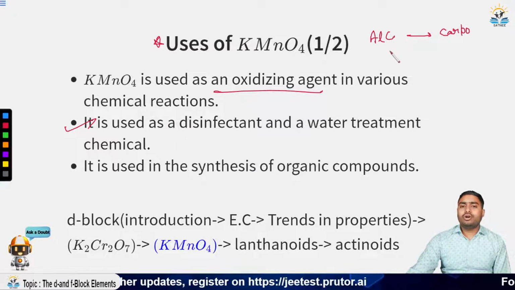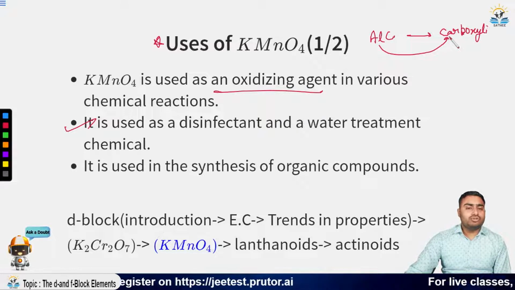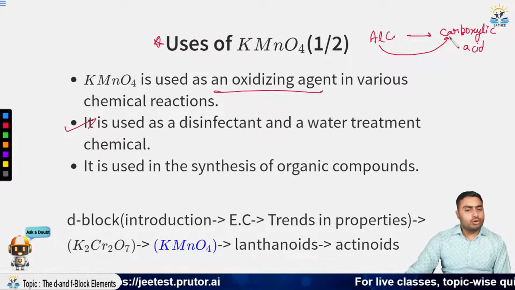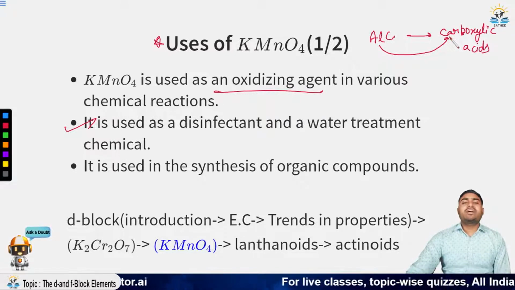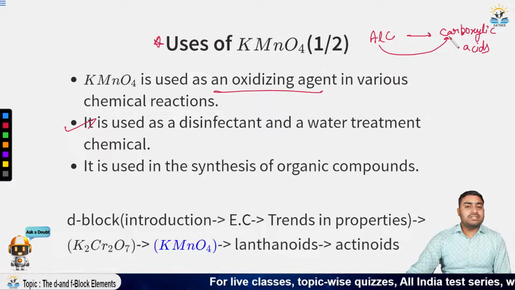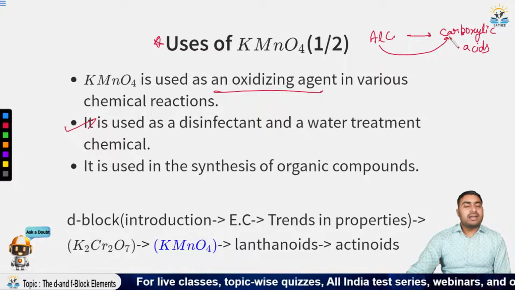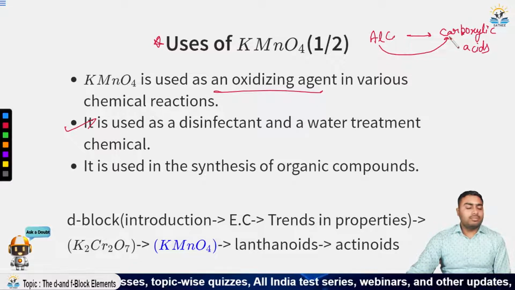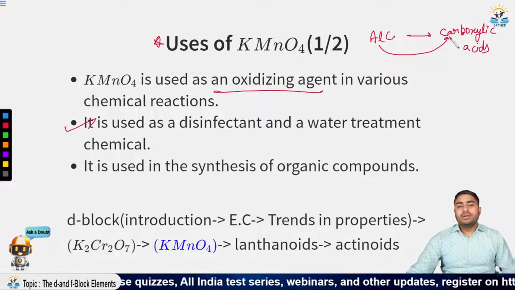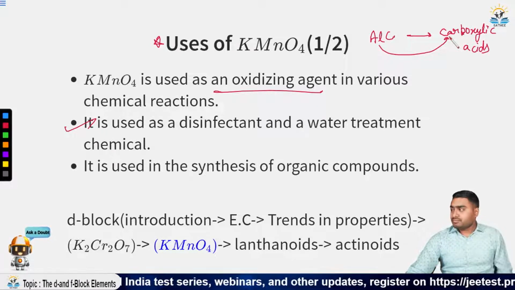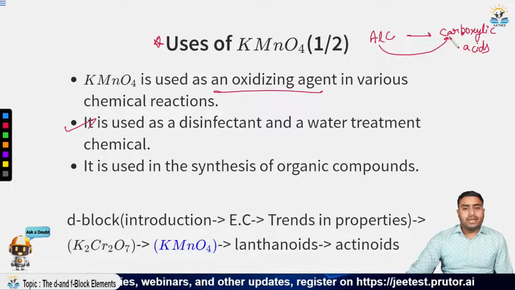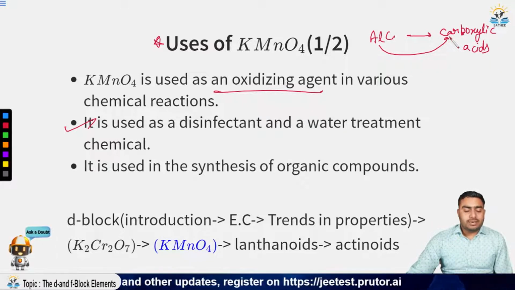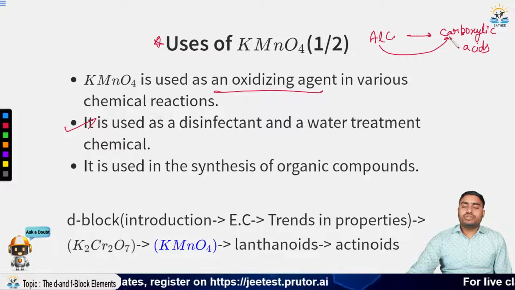So to convert alcohol to carboxylic acid, what do we have to use? We can use potassium dichromate, or you can say acidified potassium dichromate, and you can use KMnO4, which is potassium permanganate. It is stable in alkaline medium, but it will decompose in acidic medium.